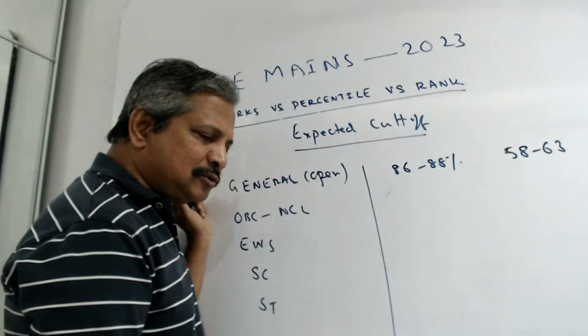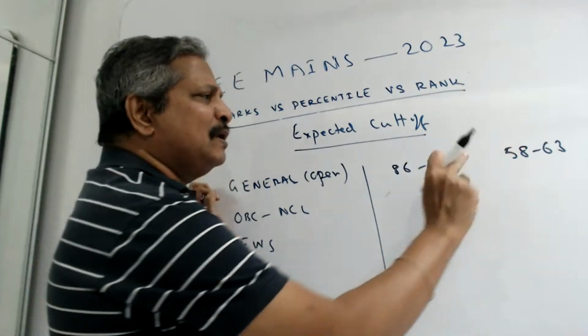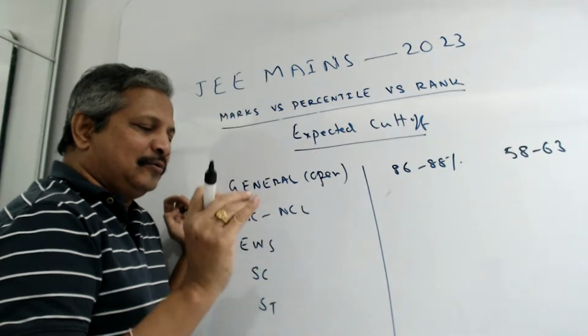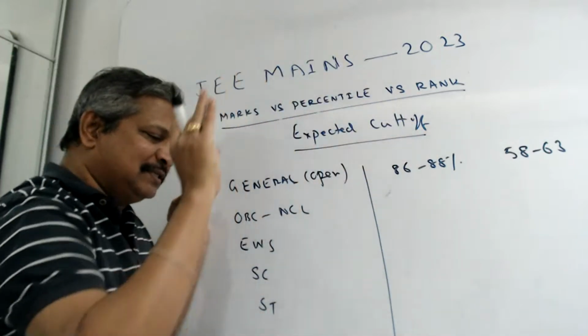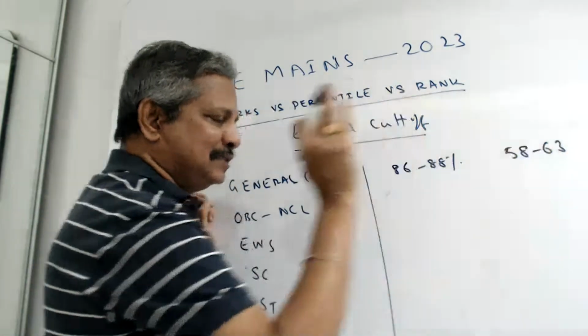Today, those who wrote the exam in the morning, or are writing in the afternoon, if they get 58 to 63 marks, will be qualified under the open category, forward caste, to get into advanced exam writing. So 86 to 88 percentile is this one.